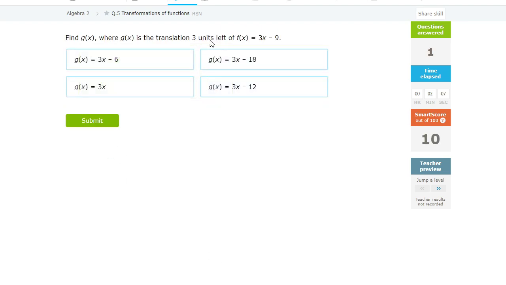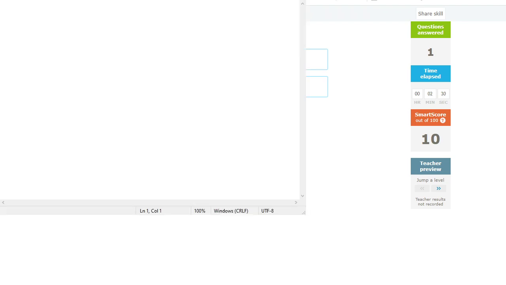Now this one, I'm translating 3 units to the left. If I'm translating to the left, I'm going to be adding 3, right? And that's going to be to the inside, so not the number outside. The -9 is outside. So if I'm going to add 3 units inside, that's going to be to this guy, the 3x. Now what's that going to look like? Here's where my notepad comes in. So I'm going to have 3x minus 9, because notice this is a linear function, right? There it is. 3x minus 9.